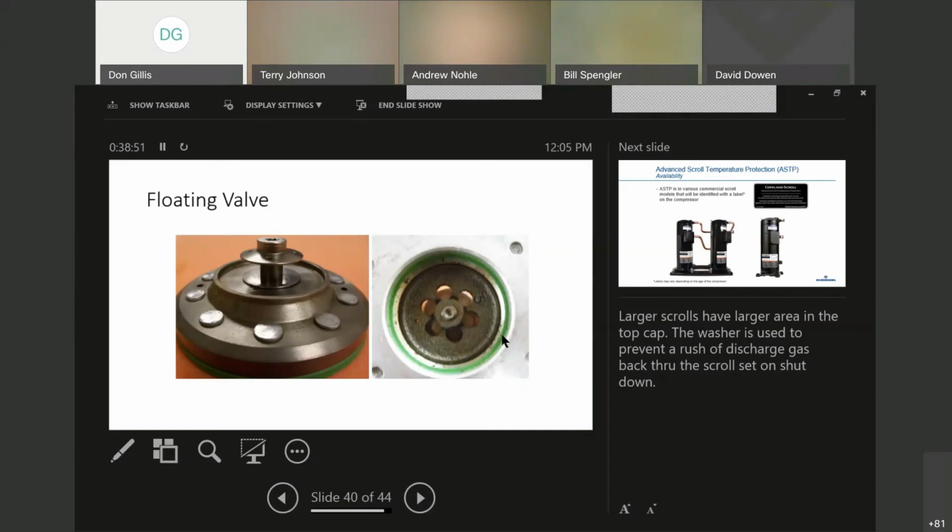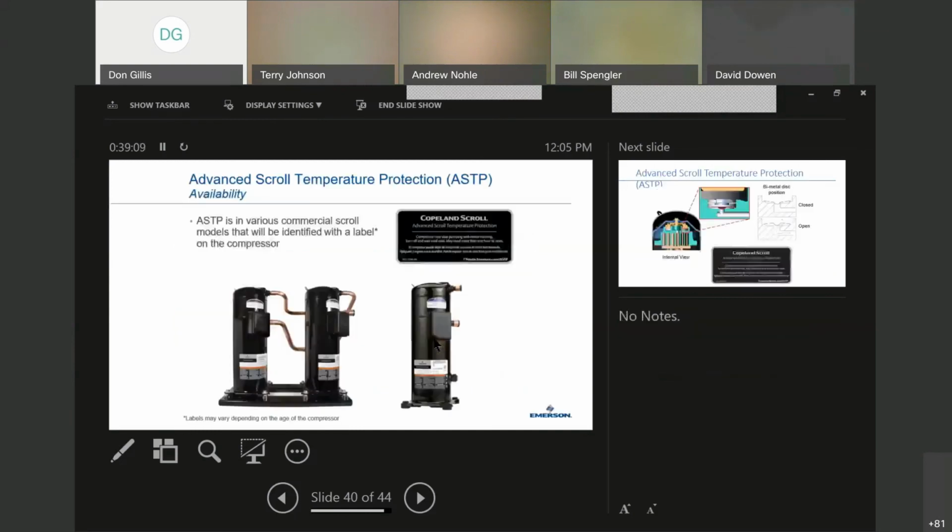The larger scrolls will have a larger area in the top cap, obviously. So the washer, instead of the check valve being in the discharge line itself, you might have two of these. You might have one up above. The washer is used to prevent a rush of discharge gas back through the scroll set on shutdown.